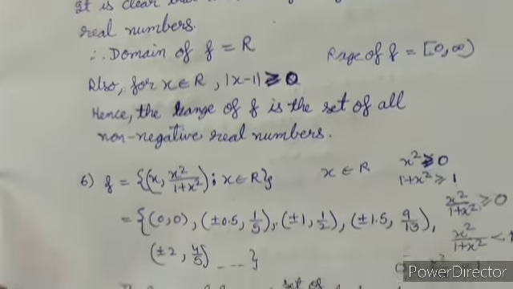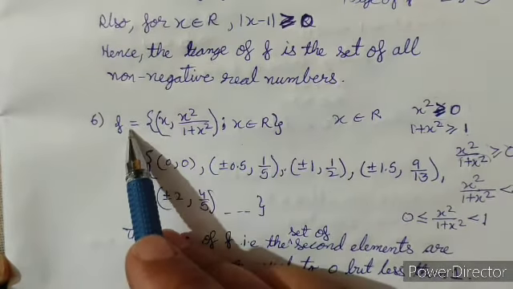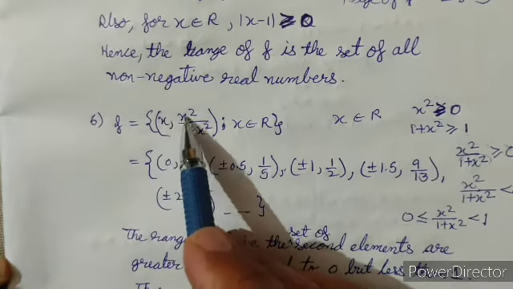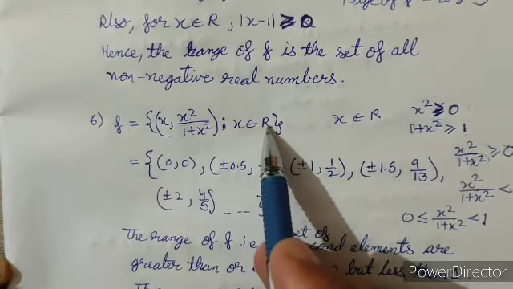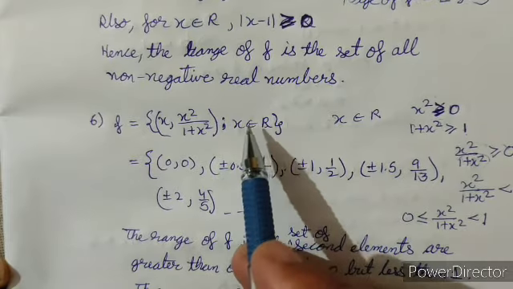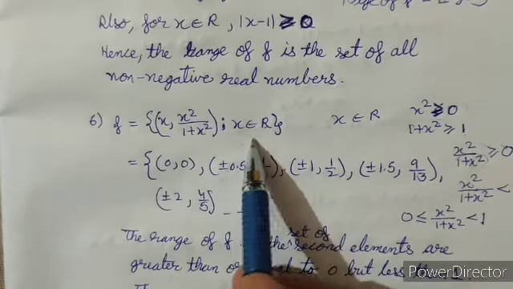In question number 6, the function f defined by f(x) = x square upon 1 plus x square, where x belongs to real numbers, is given to us. We have to determine the range of f.